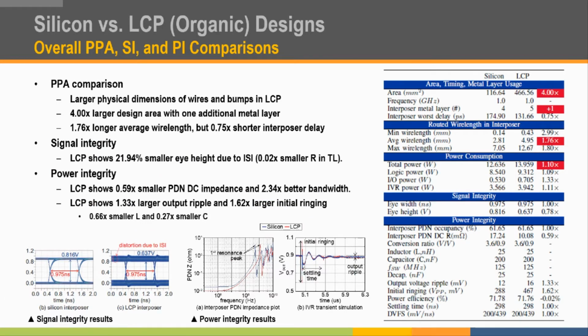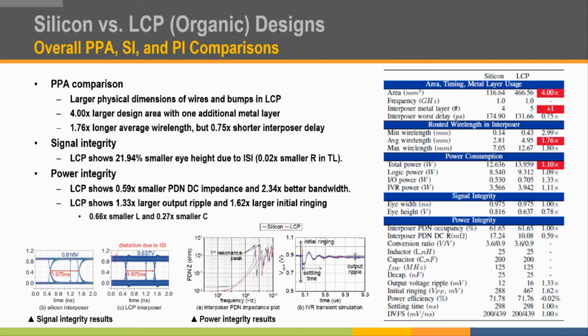The table on the right side shows the overall comparison between silicon and LCP designs. As I mentioned in the previous slides, the LCP interposer shows 4 times larger area and 1.76 times longer average wire lengths than the silicon interposer because of its larger physical dimensions. Since the LCP design has longer interposer wires, I/O power in the LCP design is 1.33 times higher than the silicon design, which mainly leads to 1.1 times higher total power.